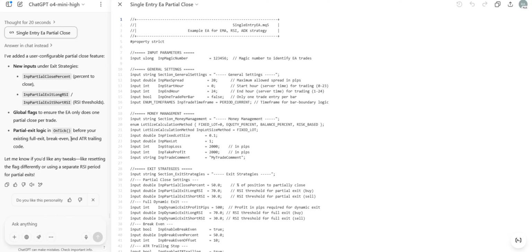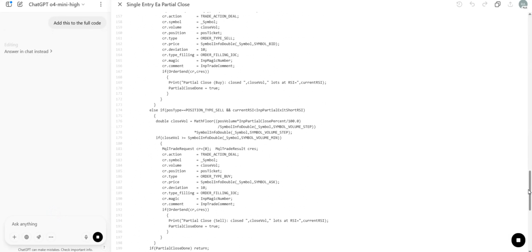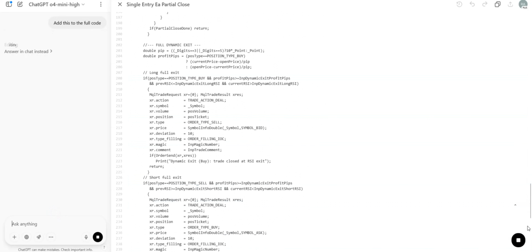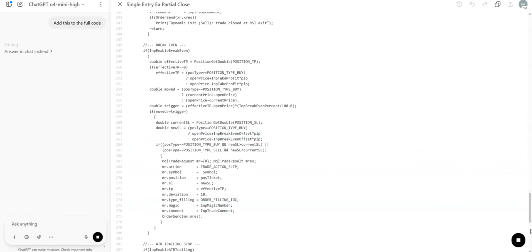One moment, I am just running through this. And then we are going to try it out, which is very interesting and exciting. I just told it to add it to the full code because it doesn't know. I think I would have to explain it to it.